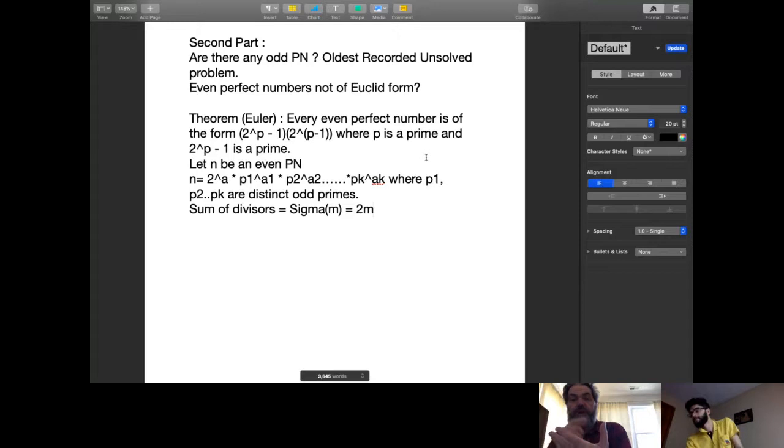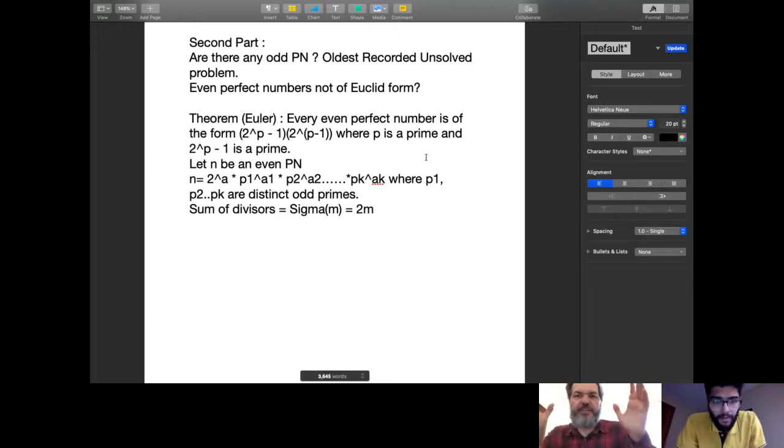Sigma of 6 is 1 plus 2 plus 3 plus 6, including the number itself. So it has to be 2 times 6. Sigma of 496, our latest perfect number that we discovered, is the sum of the divisors less than 496 plus the number itself, which is another 496. So it's 2 times 496. So that's why this holds. Now, if we recall a formula that we discussed in class, then we have the following equality. So let's write.